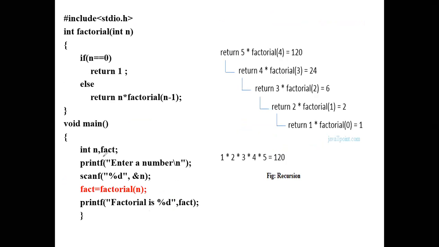Now the control starts here, void main. There are two local variables, n and fact. One is for storing the factorial of a number, and the other is for entering the number. Let us assume that you are entering the value n is equal to 5. We are passing the value n is equal to 5 to the function factorial.